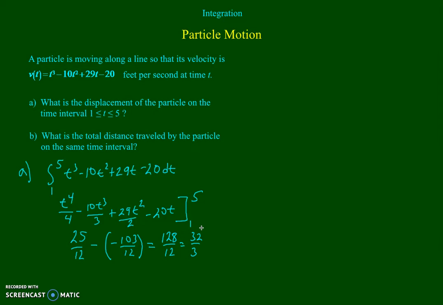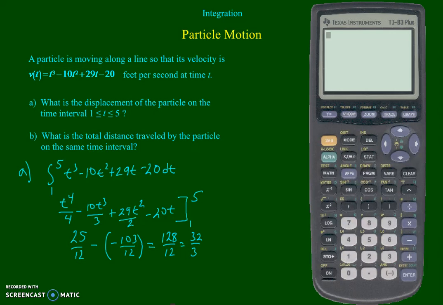In case you're not familiar with the process of doing this in your calculator, and assuming that you have a TI-83/84 family calculator, I'm going to go ahead and pull mine up and just show you really quickly how to do this. You'll want to turn the calculator on, go to Y=, and enter your expression using x for t. So x to the third minus 10x squared plus 29x minus 20.